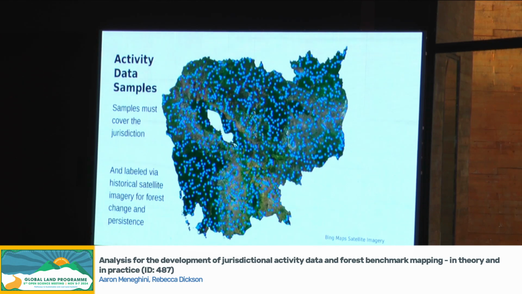To begin calculating how much loss has happened in Cambodia through activity data, you will draw random samples, whether they're stratified random samples or systematic samples. So you can design a number of different sampling schemes, but we have to cover the entire jurisdiction. And then label these samples via the historical satellite imagery for change and persistence of forest. You're going to be evaluating also for non-forested areas as well, which will inform upon your omission and commission error, or the omission and commission of deforestation.